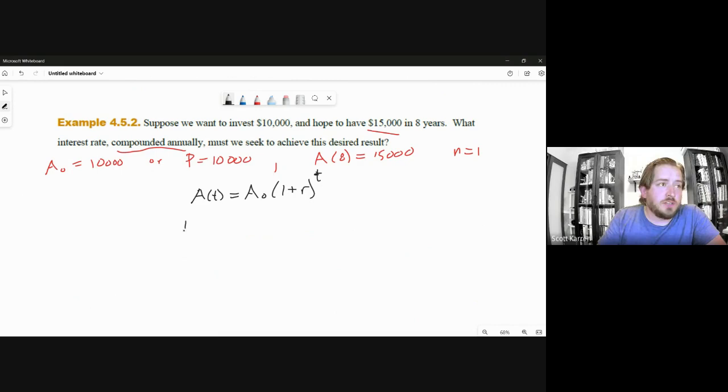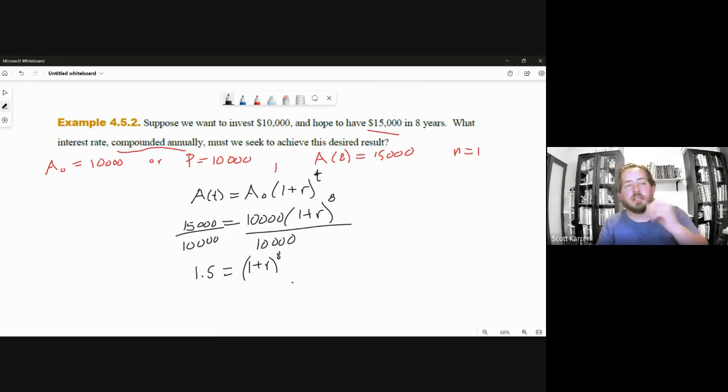It's $15,000 that I want. It's 10,000 that I started with. I don't know what my rate is. That's what I'm looking for, but I want this to happen in 8 years. And so I'm now solving for r. So I'm going to divide each side by 10,000. I get 1.5 on the left is equal to 1 plus r all raised to the 8 power.